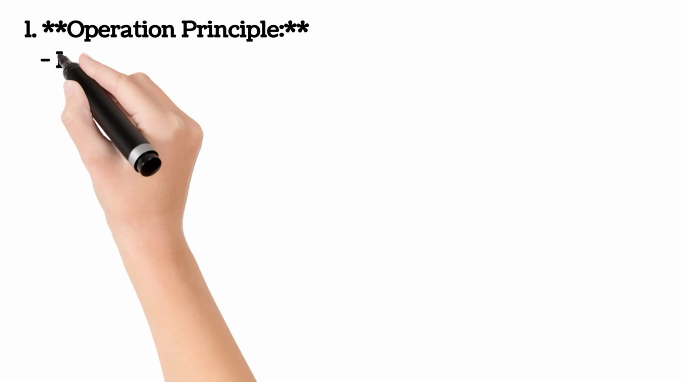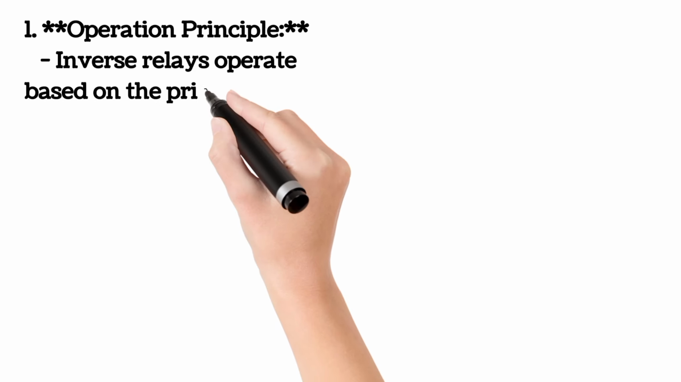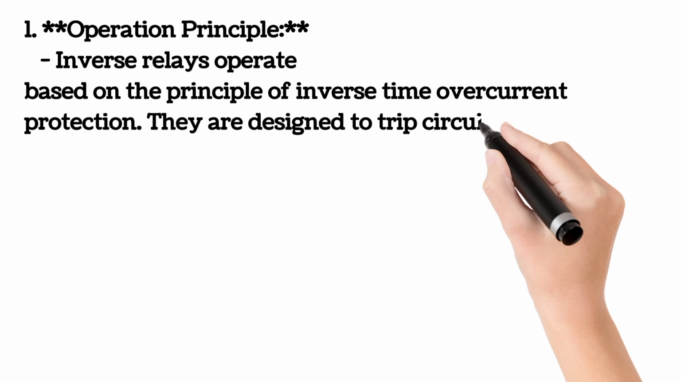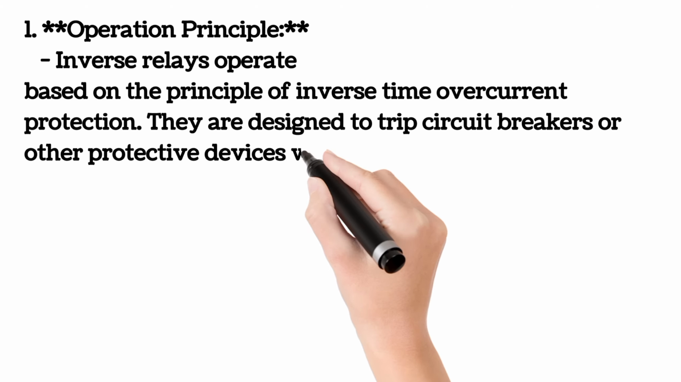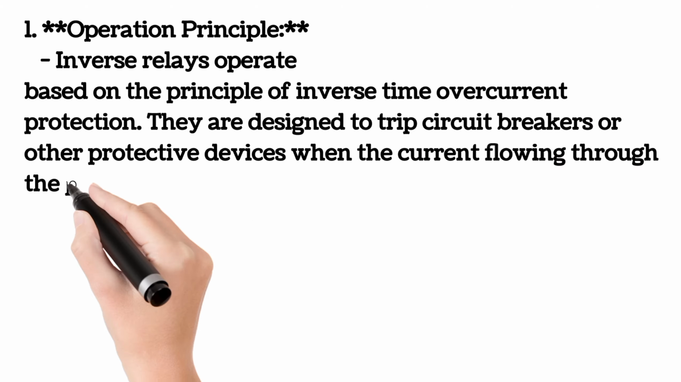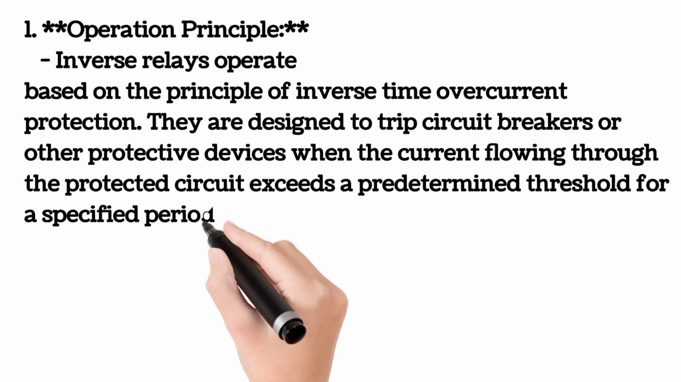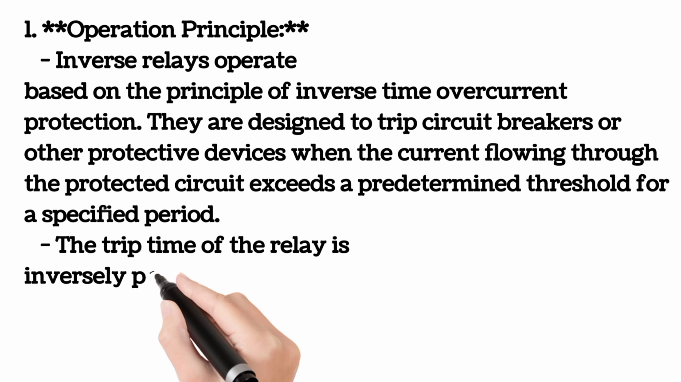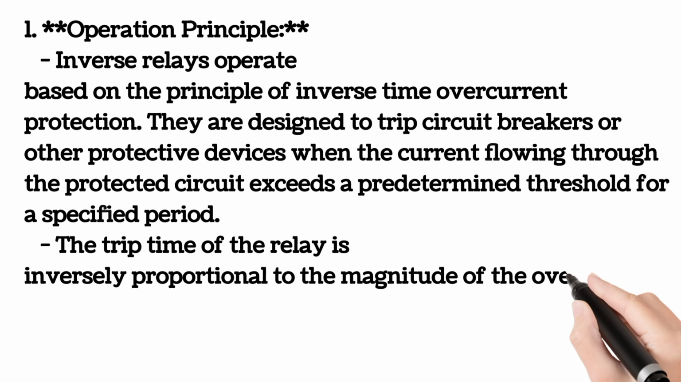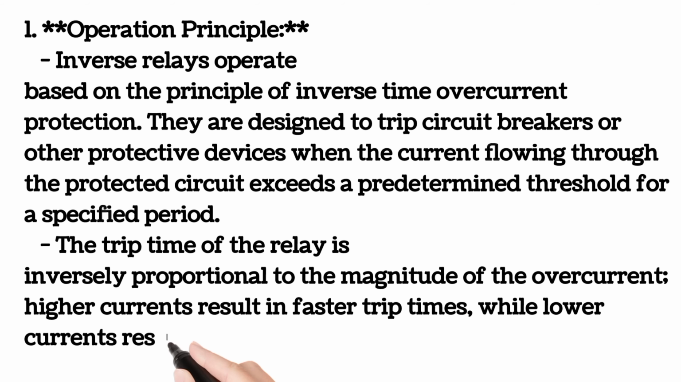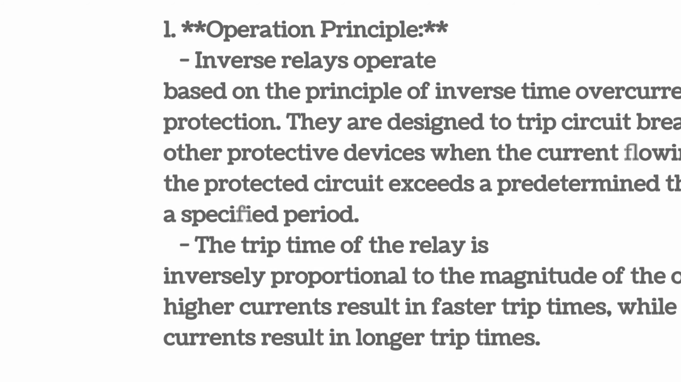1. Operation principle. Inverse relays operate based on the principle of inverse time overcurrent protection. They are designed to trip circuit breakers or other protective devices when the current flowing through the protected circuit exceeds a predetermined threshold for a specified period. The trip time of the relay is inversely proportional to the magnitude of the overcurrent. Higher currents result in faster trip times, while lower currents result in longer trip times.